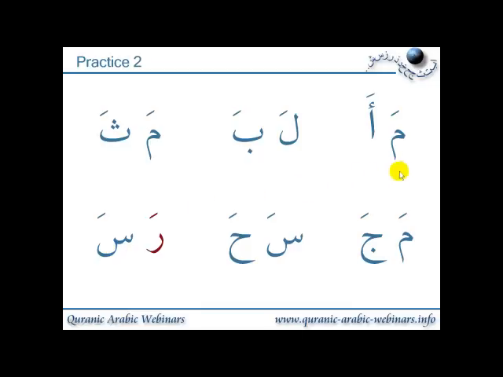Practice 2. Ma a, la ba ma tha, ma ja, sa ha, ro sa.